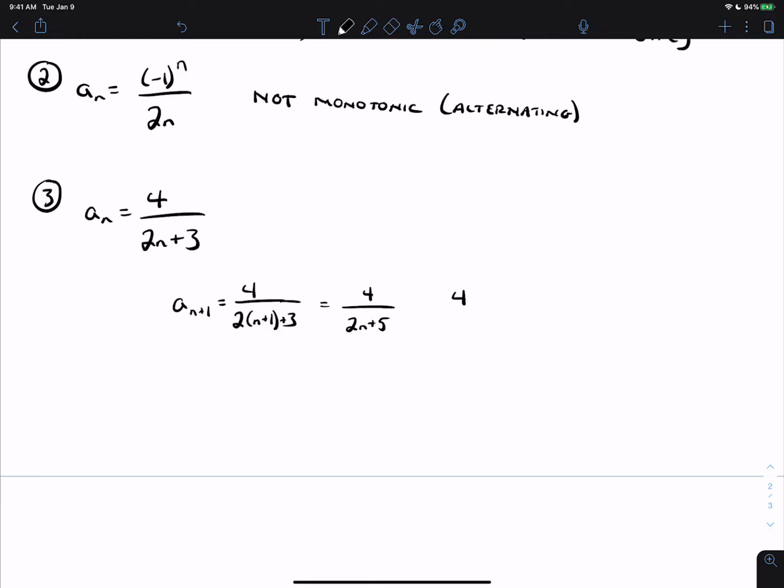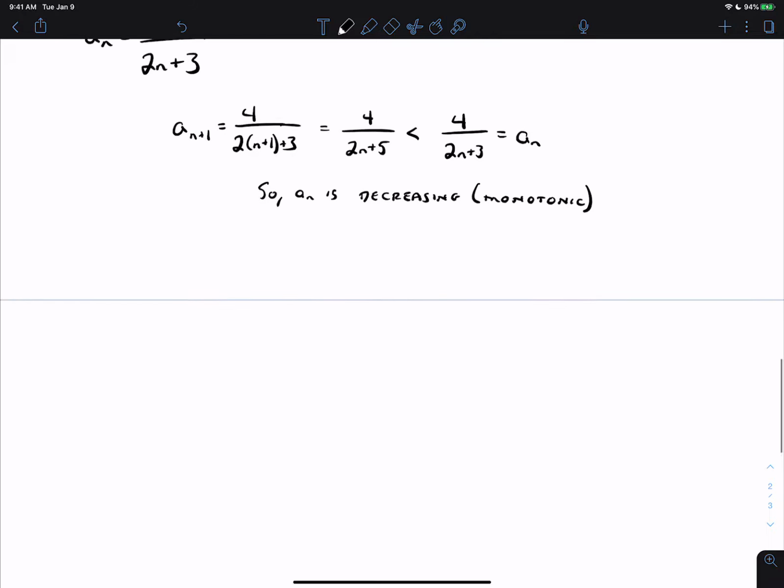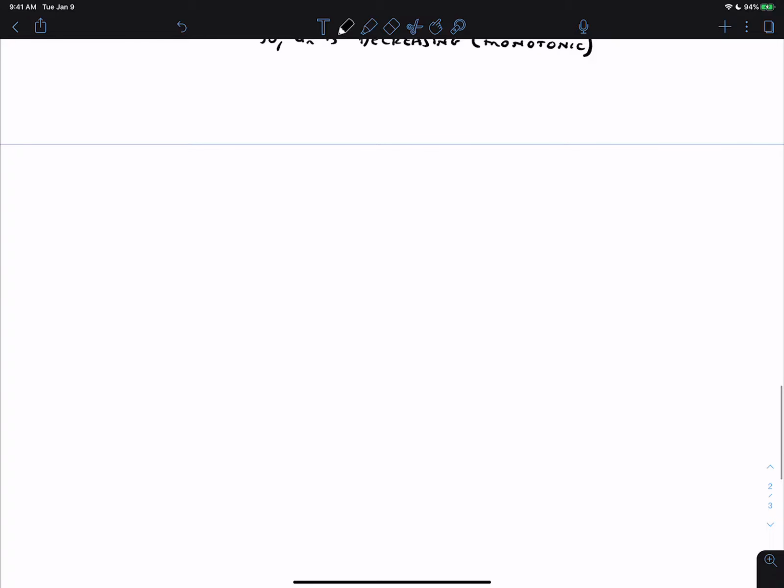If we compare that to 4 over 2n plus 3, the numerators of the fractions are the same, and the denominator of the fraction on the left is larger than the denominator of the fraction on the right, which means that the fraction on the left is smaller. So again, a_n is decreasing, which means it's monotonic. So to finish our proof or our explanation, we just say, so then it's decreasing, which means it's monotonic. Okay, let's go to a more complex example.